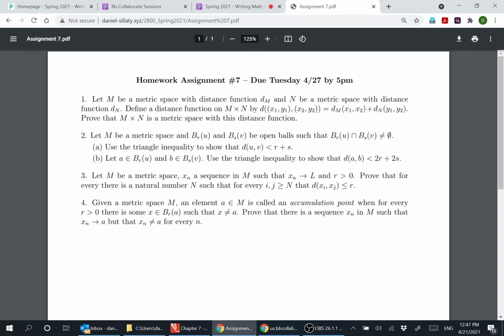Use that element z and the triangle inequality to show that the distance from u to v is less than r plus s. And use the triangle inequality again to show that the distance from a to b, where a is an element of the ball around u and b is an element of the ball around v, is less than 2r plus 2s. Same ideas like we just did here.